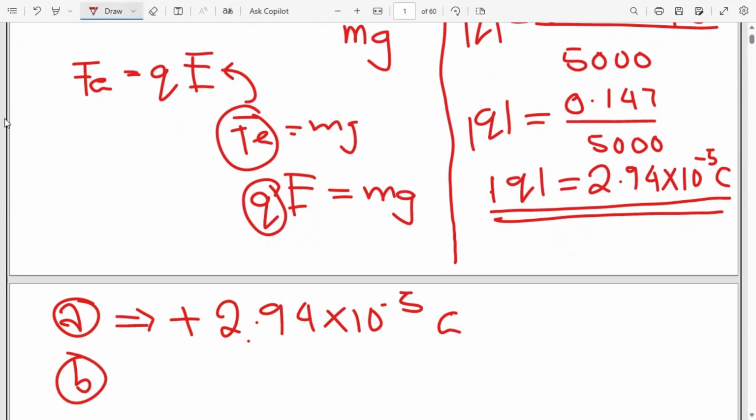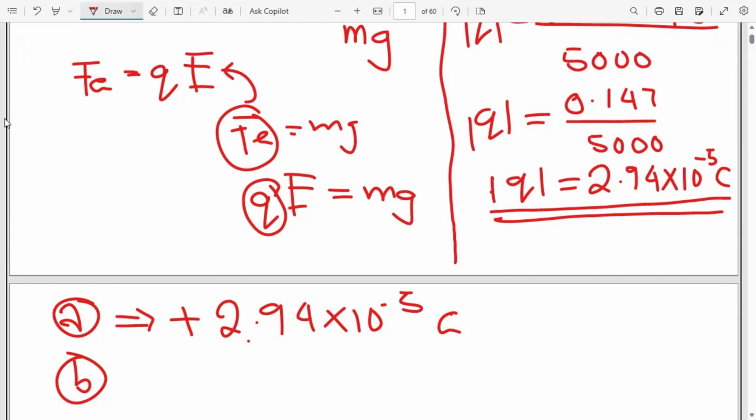Whilst in B, what is the case in B? So in B, they've said the electric field is pointing downward. So now that this electric field is pointing downward, for the ball to float, electrostatic force must still point upward so that it balances the weight of this particular object.